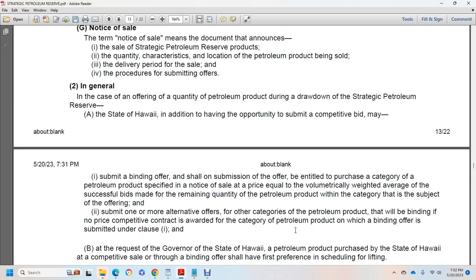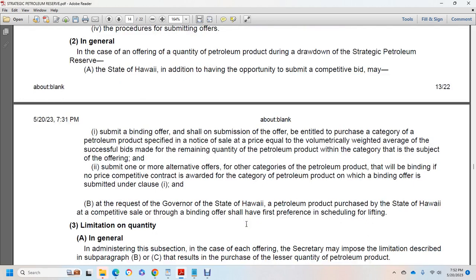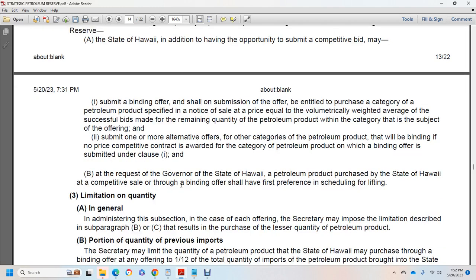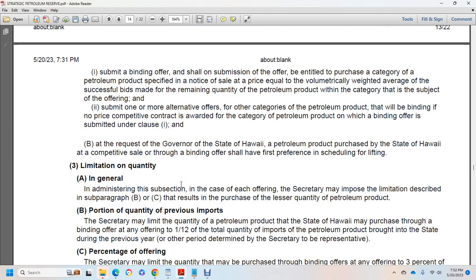And 2, submit one or more alternative offers for categories of the petroleum product, with the binding offer at no price competitive with contract awards for the category of petroleum product, binding over some offer submitted under the clause. B, at the request of the Governor of the State of Hawaii, petroleum product purchased by the State of Hawaii as a competitive sale through a binding offer shall have the first preference in scheduling and lifting.